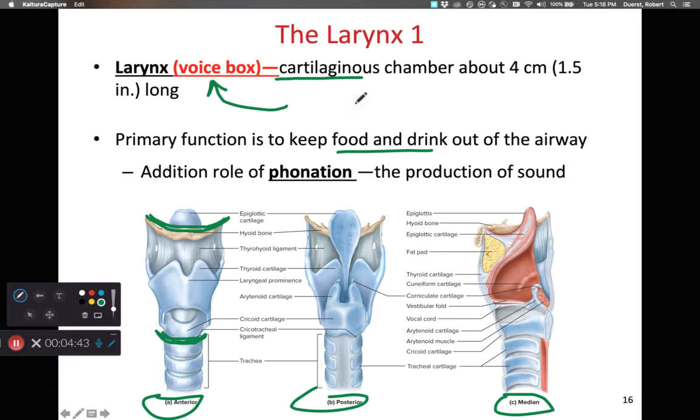I'm trying to think of a technical term for swallow right now, and I can't actually think of a technical term for swallowing. But we don't want to breathe our food and drink in. We want to swallow the food and drink and send it to the stomach through the esophagus.